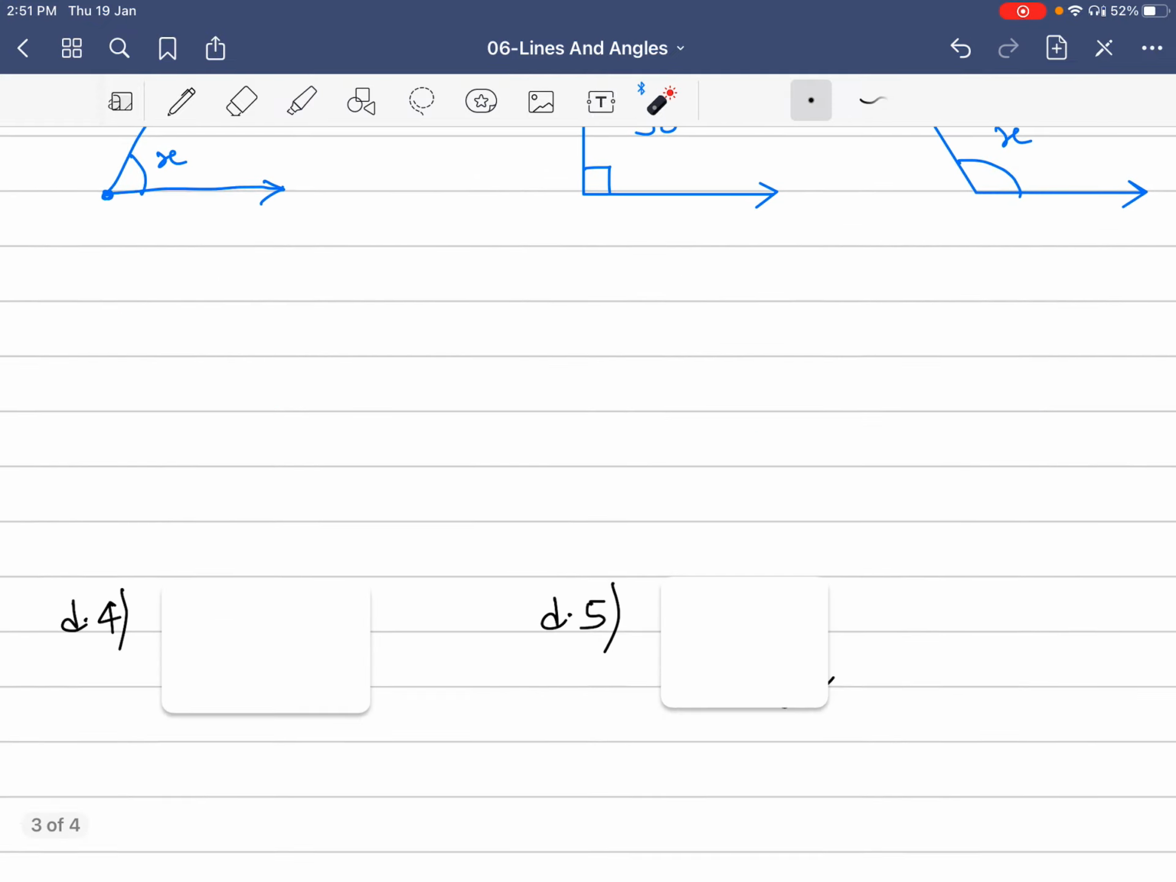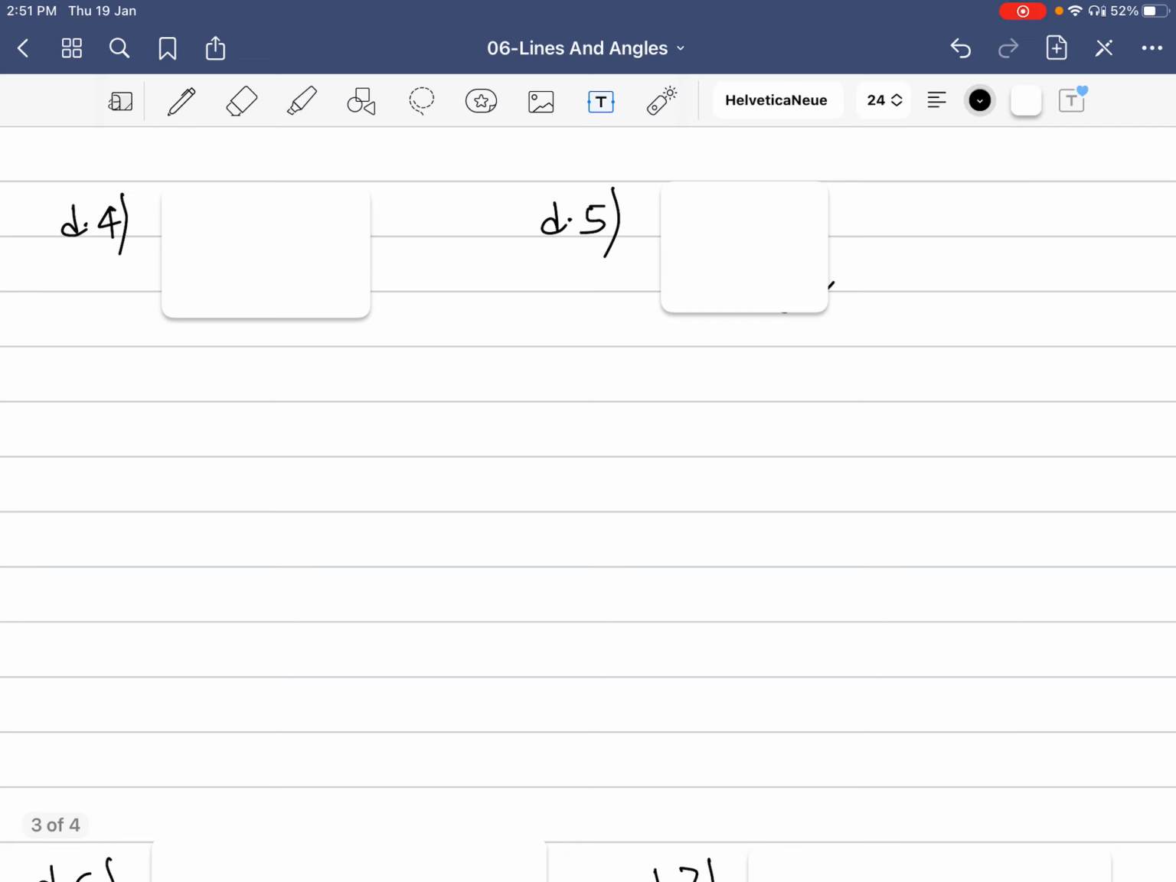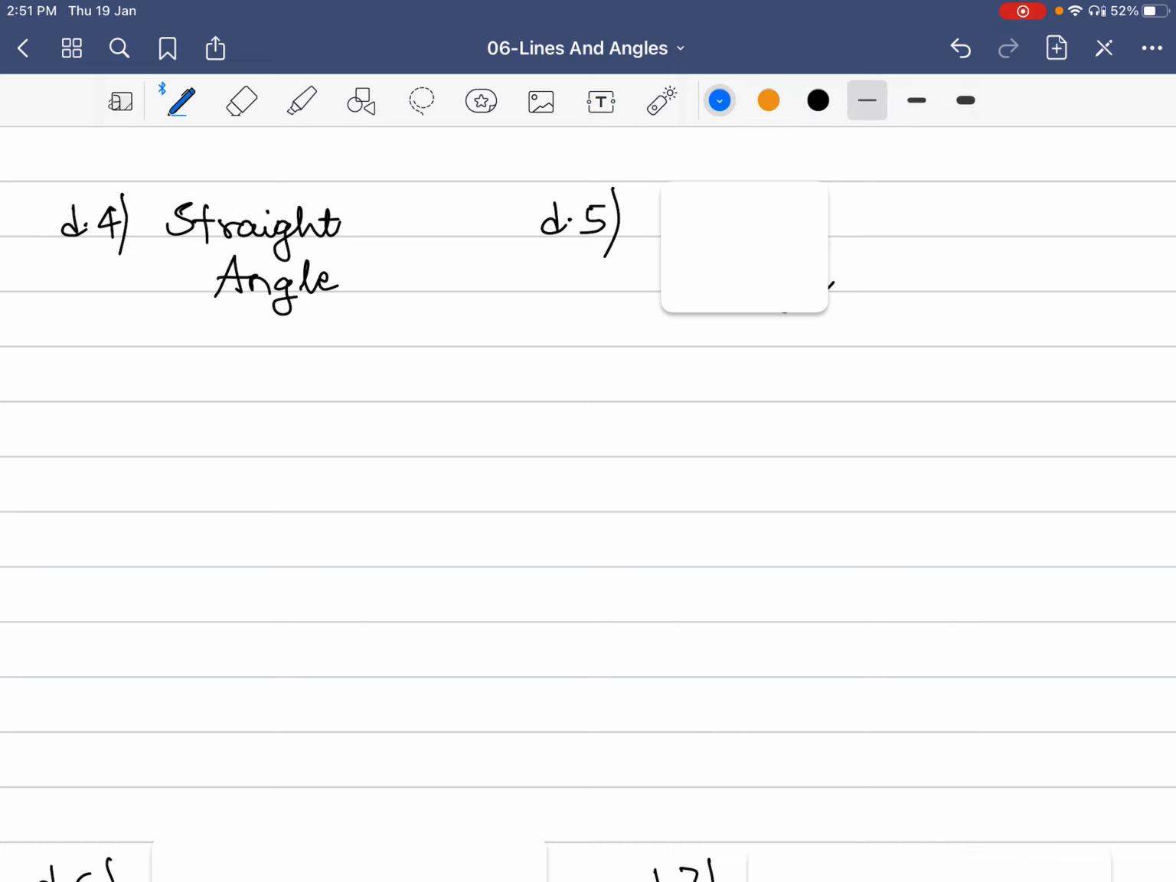So now moving ahead, we have the next set of types of angle. The fourth one is called a straight angle. What is a straight angle? Again, a very simple definition. A straight angle is an angle whose measure is 180 degree. So it's something like this. It's in fact a line. So you can see this measure.